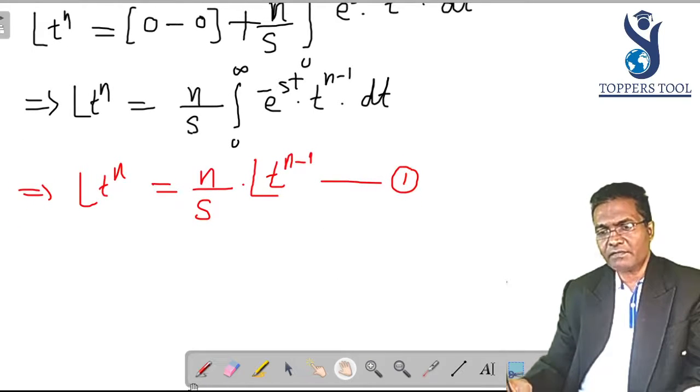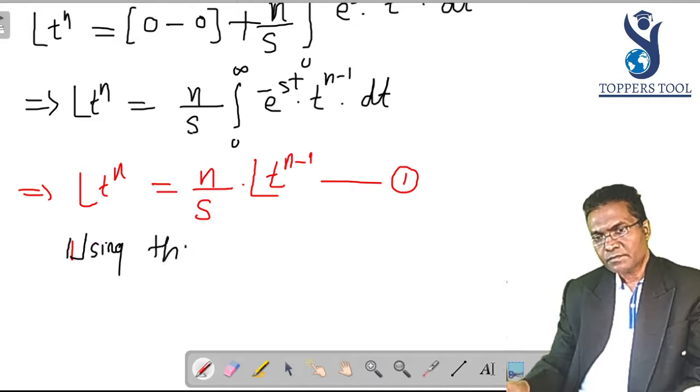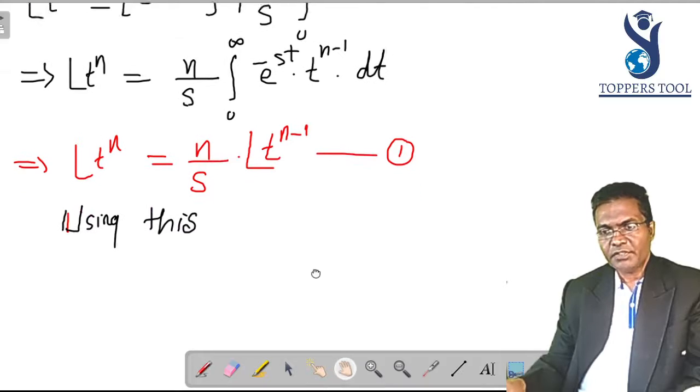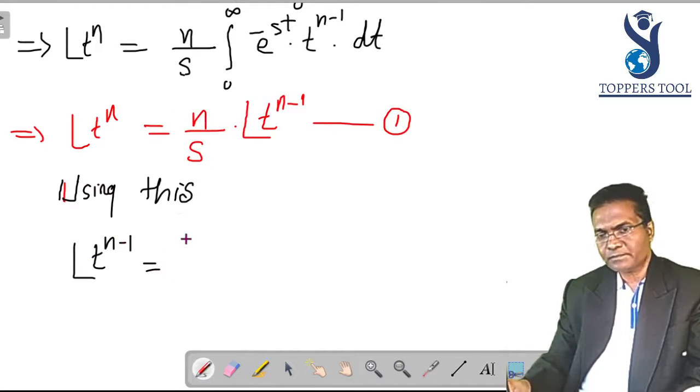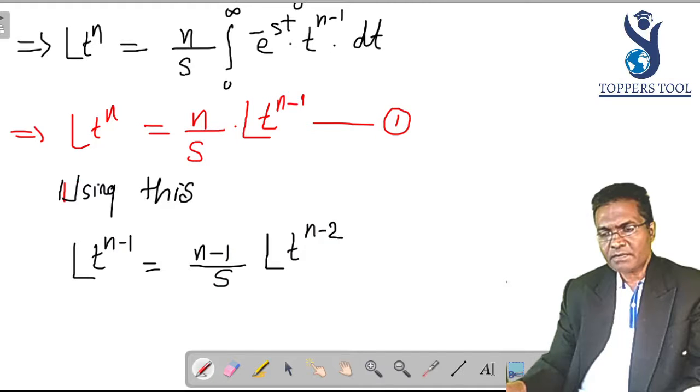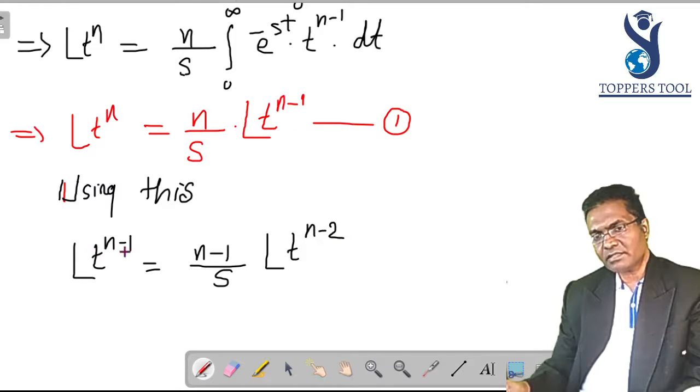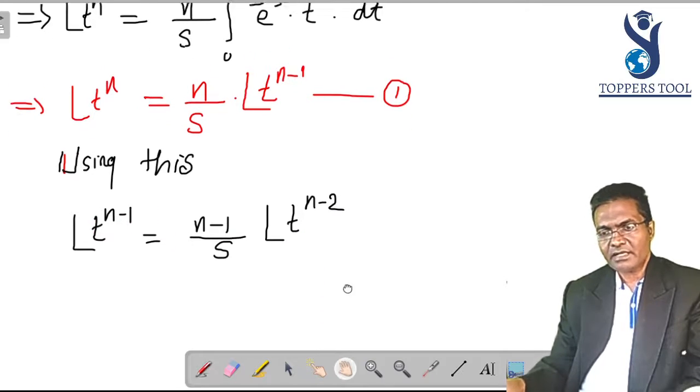Now you have to find what L of t power n minus 1 is using this relation. According to this, L of t power n is n by s times the Laplace transform of t power n minus 1. So L of t power n minus 1 is n minus 1 by s into the Laplace transform of t power n minus 2, just like how from t power n you get t power n minus 1.